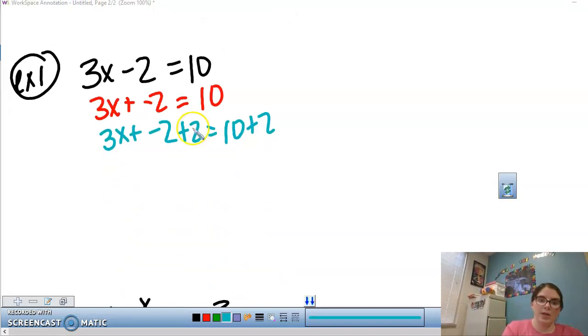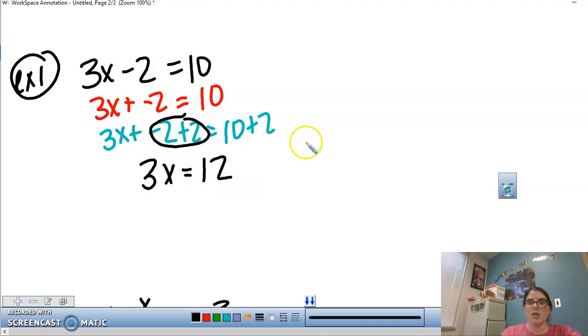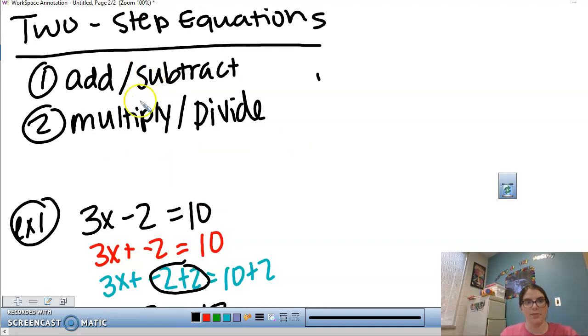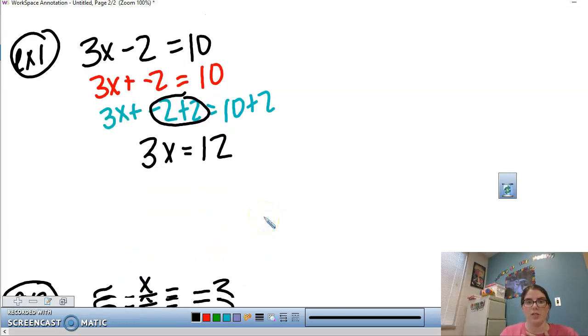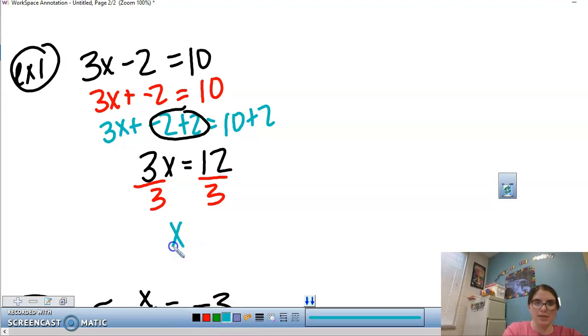All right, so I know that this part right here is going to equal 0. So I'm going to have 3x left on this side equals, I know 10 plus 2 is going to give me 12. Right? So going back up there, do I have anything else to add or subtract? I do not. So I'm going to look back up here. My next thing I'm going to do is multiply or divide. So in order to get x by itself here, I need to divide both sides by 3. So we're left with x equals 12 divided by 3, which is going to give me 4.